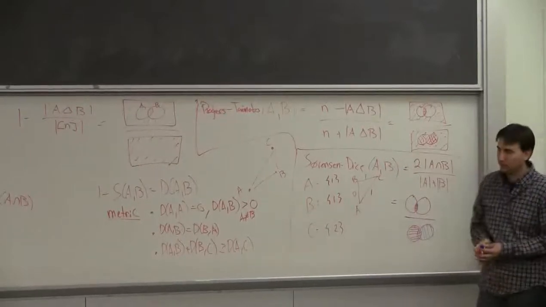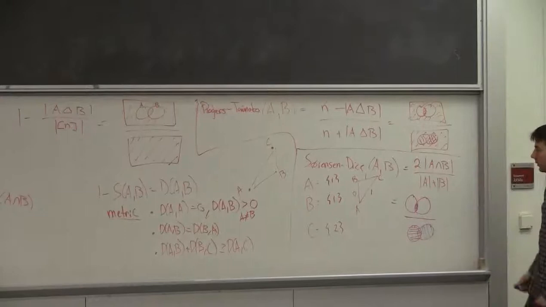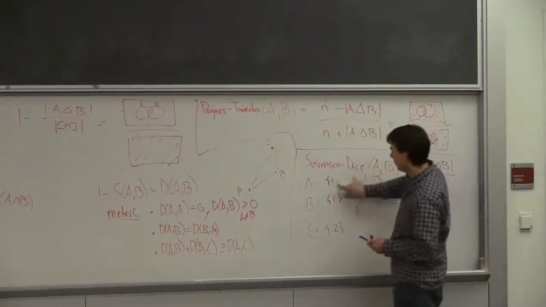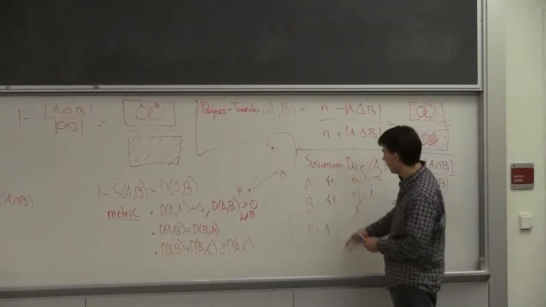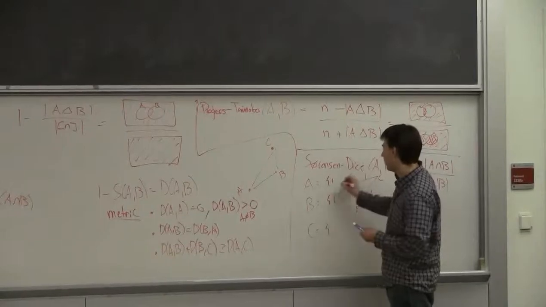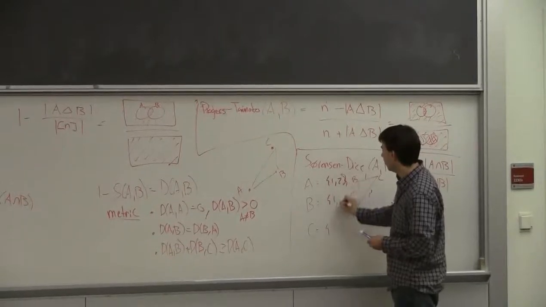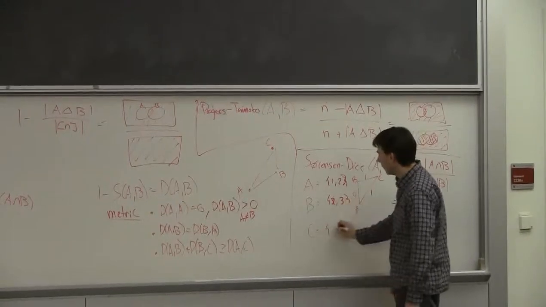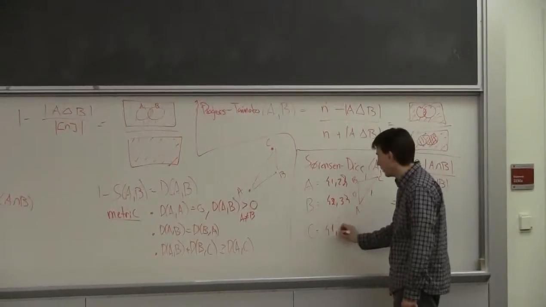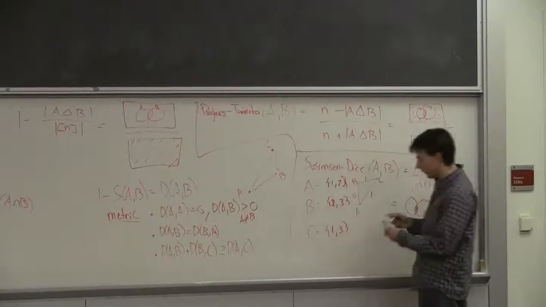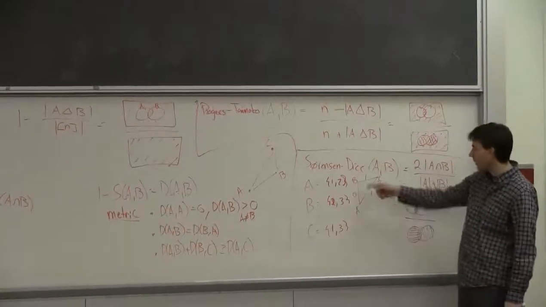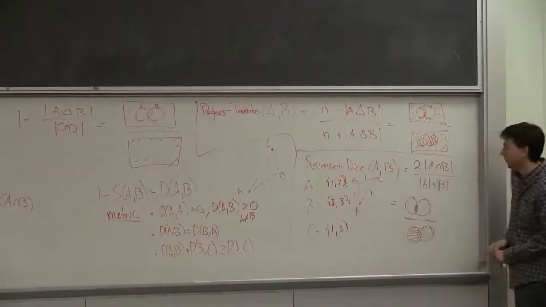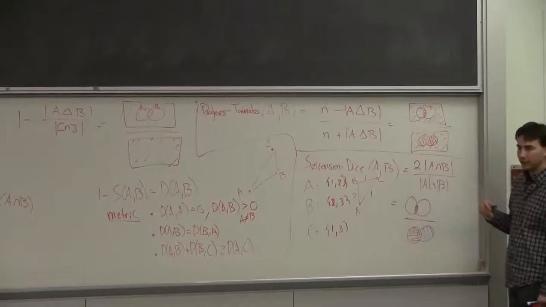So we could use set A as 1 and 2, set B as 2 and 3, and set C as 1 and 3. Okay, so all three will have the same value of the similarity.